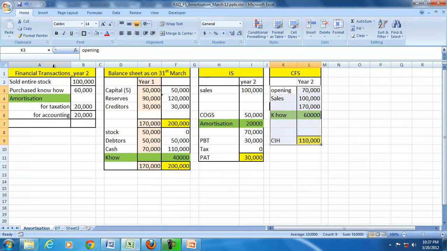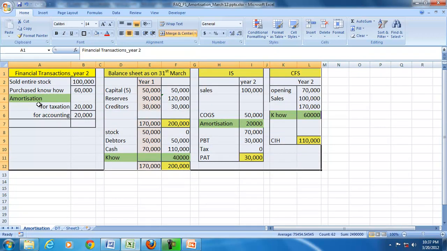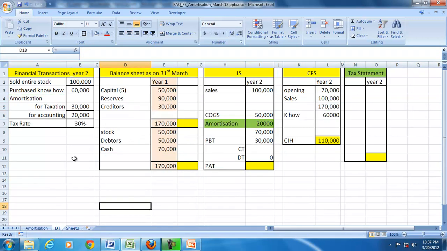We'll continue from the previous example where we ignored the tax and assumed that depreciation and amortization for taxation and accounting are the same. But in this example, we are continuing with the same sales, same balance sheet, same purchase of know-how, but the amortization for taxation is 30,000 and amortization for accounting is 20,000.